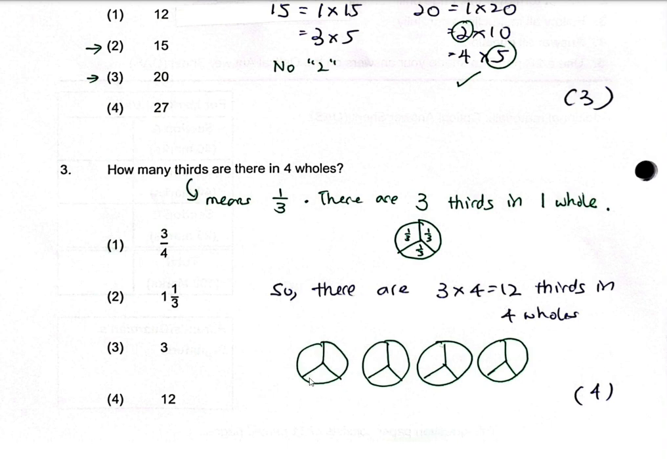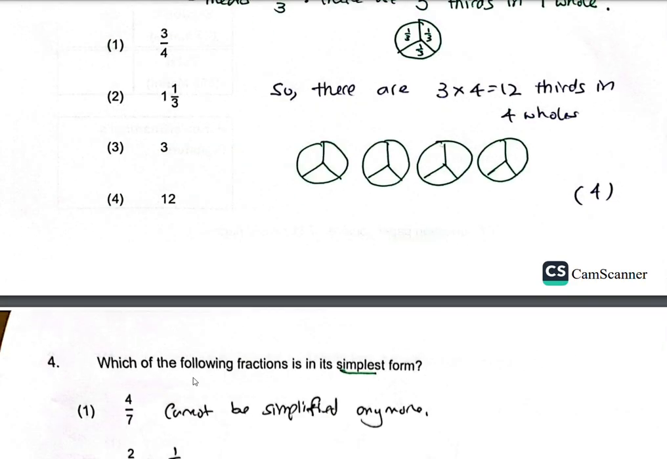Let me show you. This 1 whole, 2 wholes, 3 wholes, 4 wholes. There are 3 of them here. Another 3, 3 plus 3 is 6, plus another 3, there is 9, plus another 3, there will be 12. 12 thirds. So the answer is number 4.